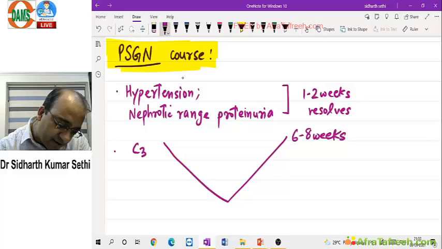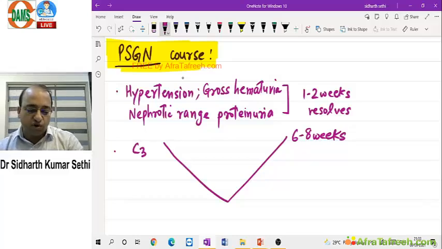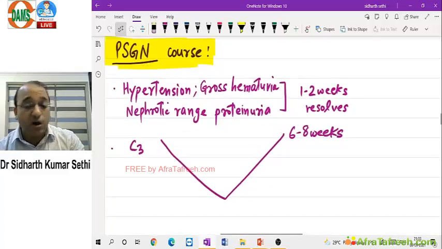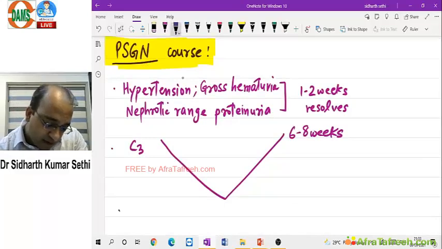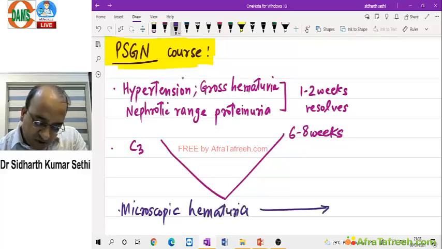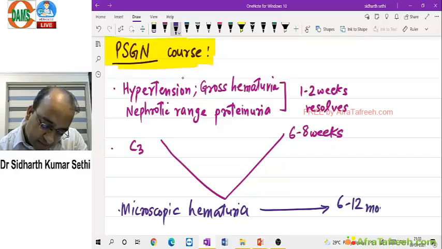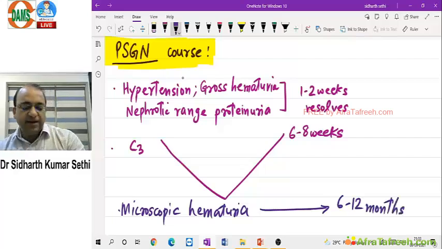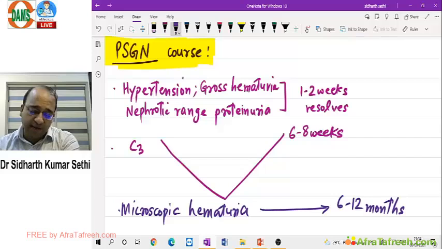I would even add here that gross hematuria also resolves in 1 to 2 weeks. However, remember, microscopic hematuria, if you see some RBCs in the urine, takes almost 6 to 12 months to normalize. So remember that.